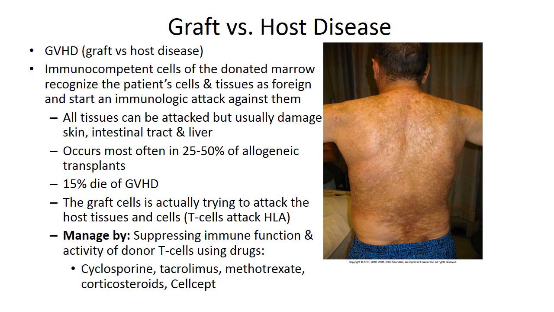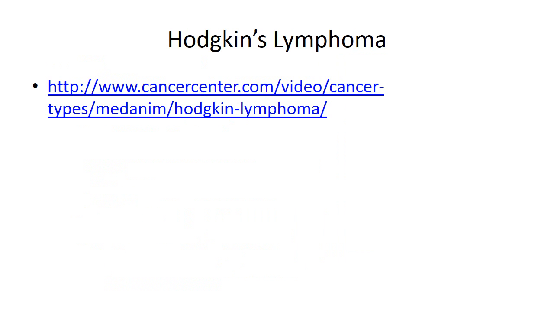The mortality rate with graft versus host disease is very high, and they say almost 15% of people that develop this do die. The graft cells in this disease basically are trying to attack the host cells and tissues, so your killer cells attack the HLA cells. How we can manage this graft versus host disease is by suppressing the immune function and activity of donor T cells using drugs. What is commonly used to suppress this is cyclosporine, methotrexate, or corticosteroids. CellCept can be used, and tacrolimus may be used as well.